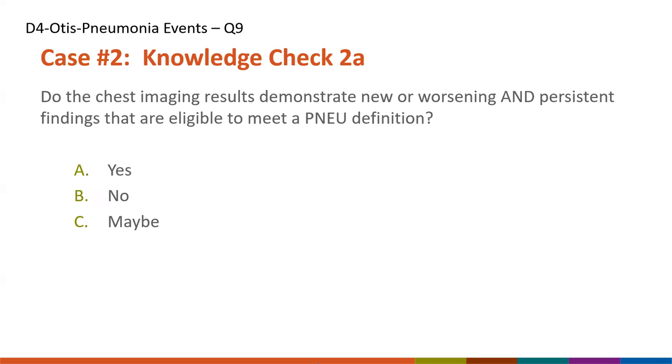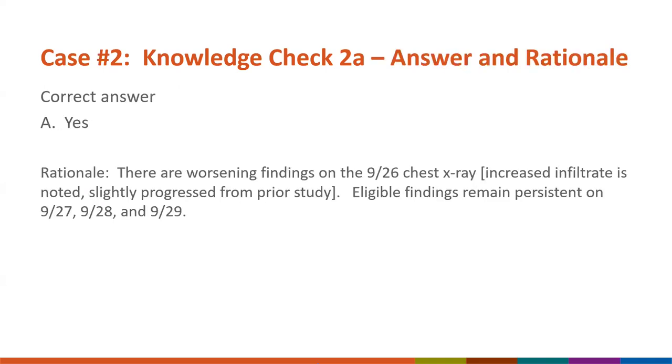Overwhelmingly, we are seeing 92% saying yes, and that is the correct answer. In this case, Ms. Fall does have worsening eligible findings for meeting a new definition, identified on the 9/26 chest x-ray with an increasing or worsening infiltrate. In addition, this eligible finding does remain persistent on 9/27, 9/28, and also 9/29.